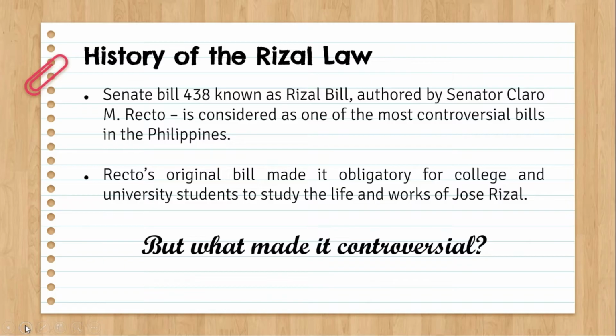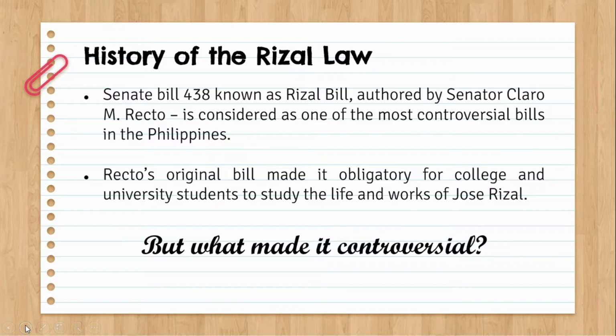Okay, so why? Recto's original bill made it obligatory for college and university students to study the life and works of Jose Rizal. But what made it more controversial? The issuance of the bill was not welcomed by various quarters. The Catholic Church in particular assailed the Rizal bill as anti-church because it forced the students to read Rizal's works like the Noli Me Tangere and El Filibusterismo, which contained passages that were anti-church.